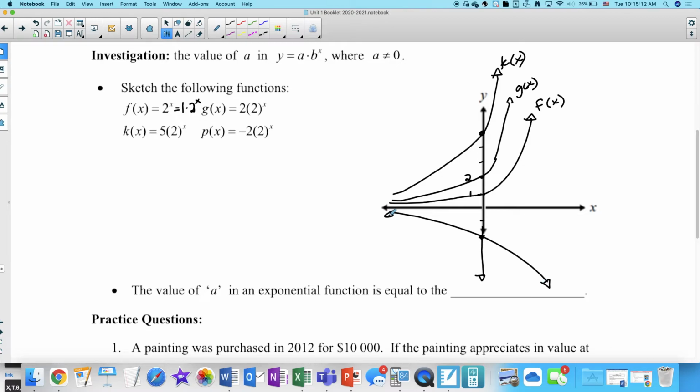Now, in reality, we don't see negative a values very often, particularly in this course, because we're looking at applications. And when we're thinking about applications, typically we're looking at the first quadrant. Okay? So we don't usually see that, but that's what would happen. Okay? The a value in the exponential function is equal to the y-intercept. So that we already sort of discussed.